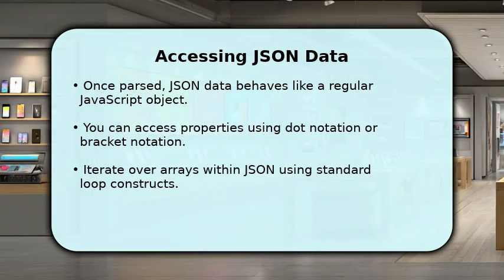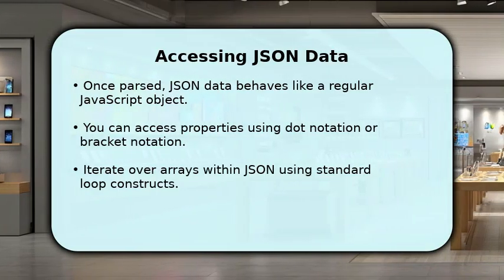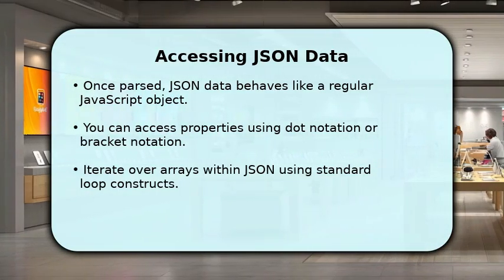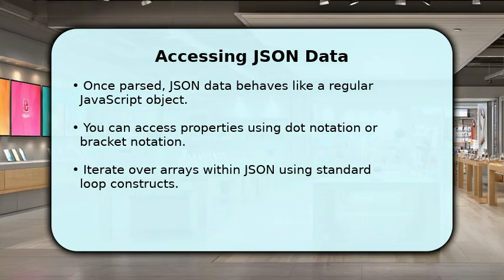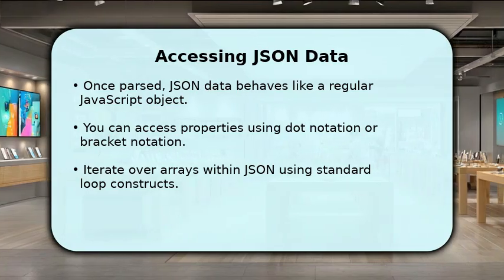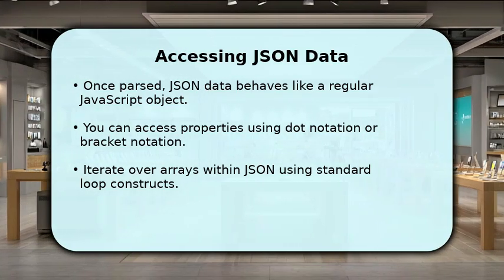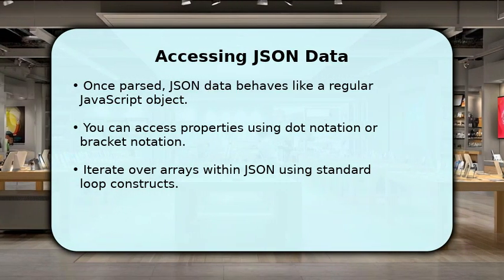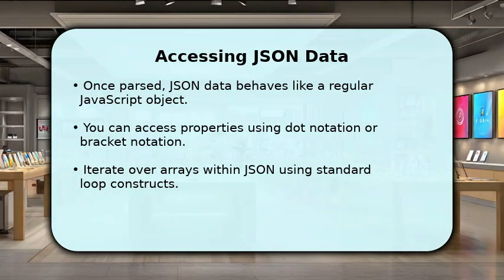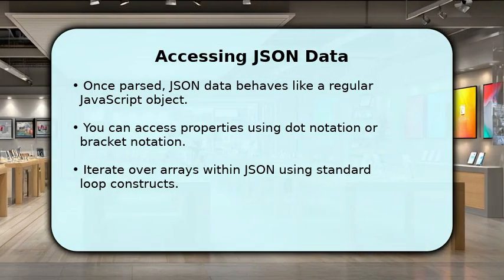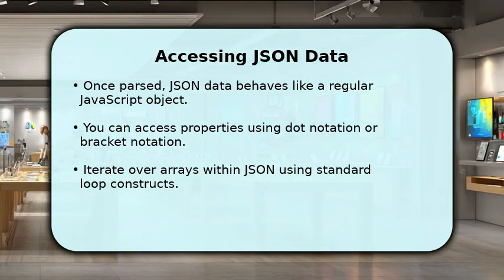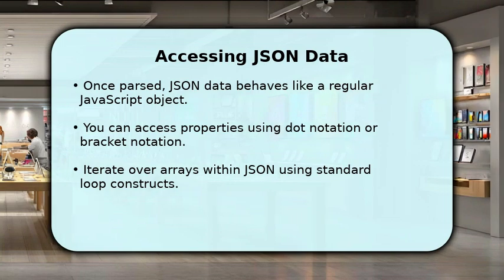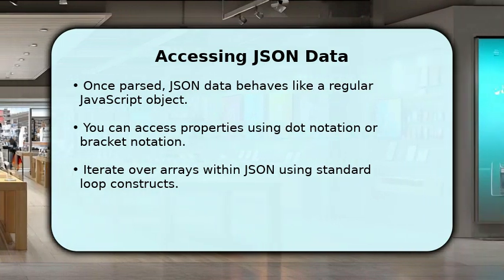Once you've successfully parsed your JSON string into a JavaScript object, you can interact with it just like any other JavaScript object. You can access its properties using either dot notation or bracket notation, and iterate through arrays using standard loops. Remember to wrap your JSON.parse calls in a try-catch block to gracefully handle any malformed JSON data, ensuring your application remains robust.